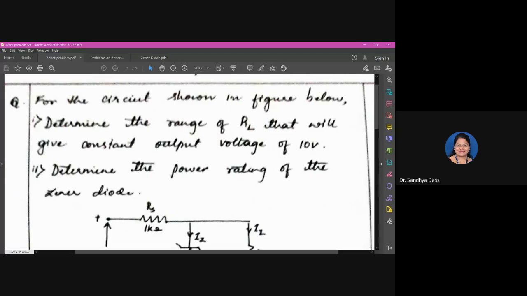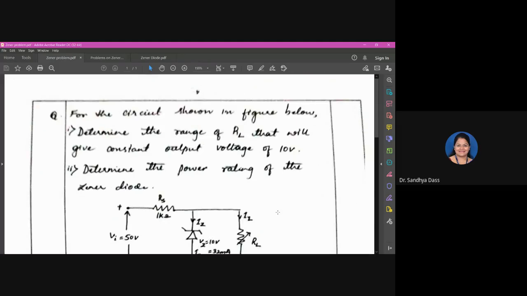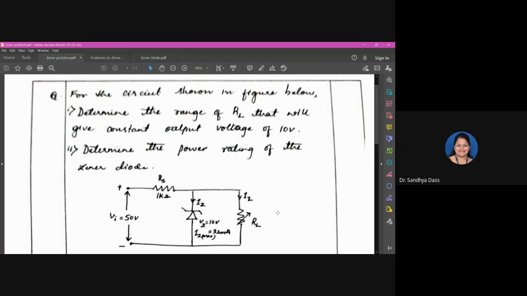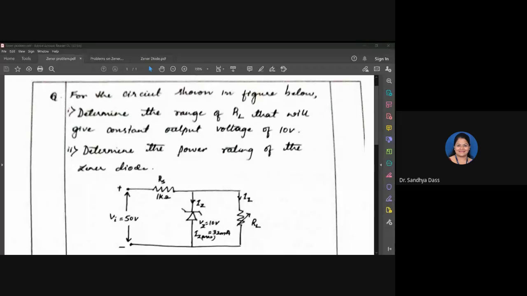For the circuit shown, determine the range of RL that will give constant output voltage of 10 volts and determine the power rating of the Zener diode. Please don't share your answers till I ask you. Let all others try. I want everyone to try. We'll go step by step.